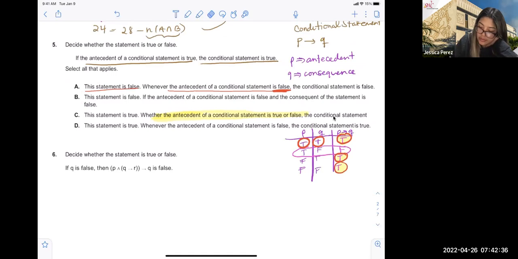So the only option would be: the statement is false whenever the antecedent of a conditional statement is true and the consequence of the statement is false. That's the only time where you have a false statement. That's it.